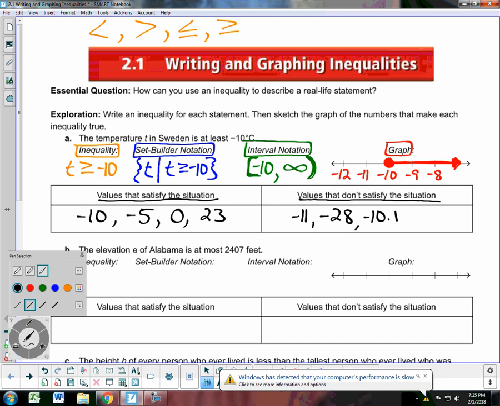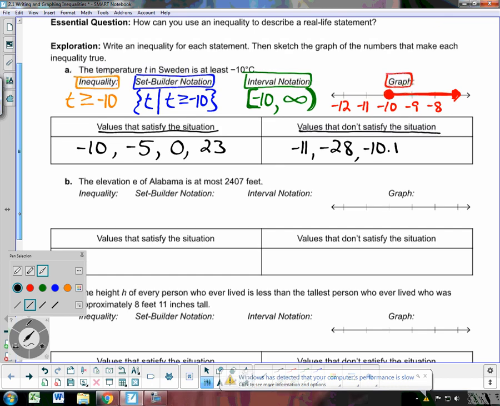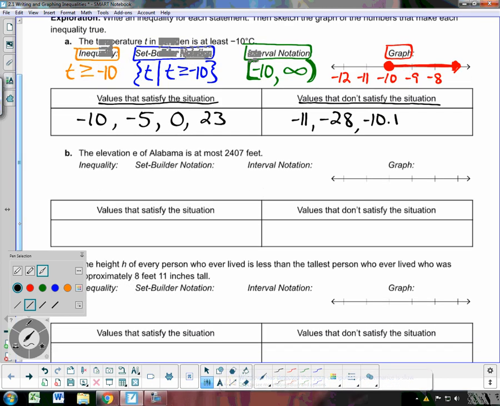All right, let's try another situation. The elevation E of Alabama is at most 2,407 feet. So at most. We're using the letter E for our variable, and the number 2,407. Now, the elevation is at most 2,407, so that means it can be lower than that or equal to that. So that means E is less than or equal to 2,407.